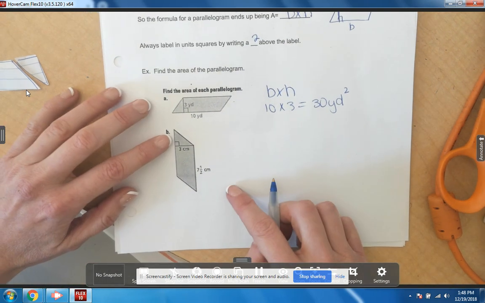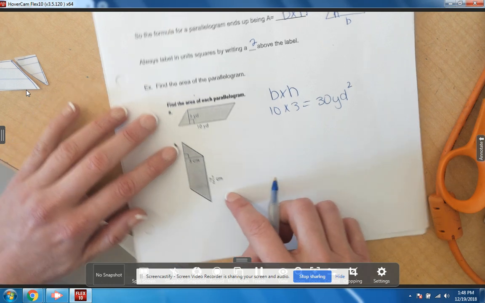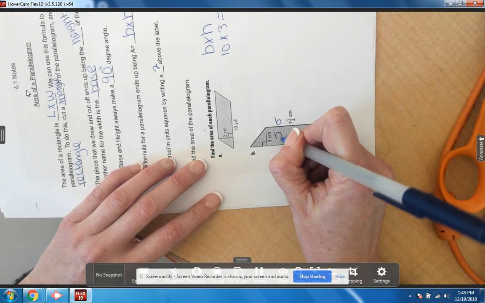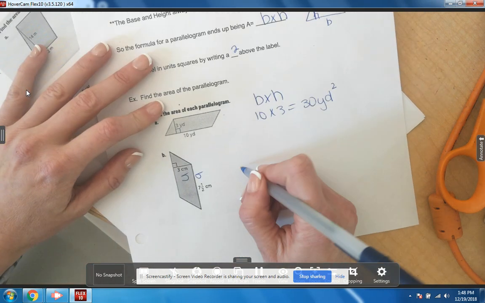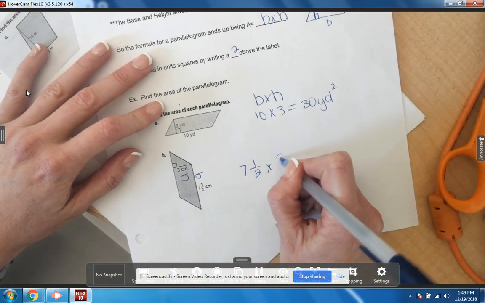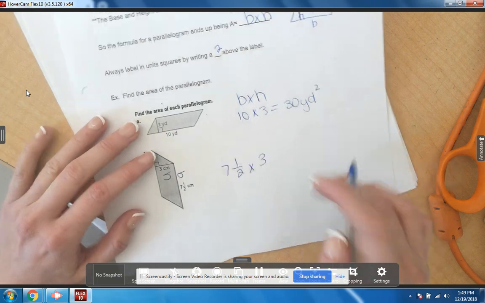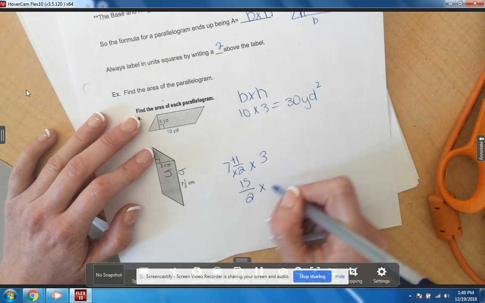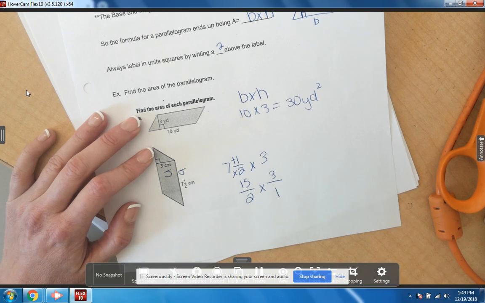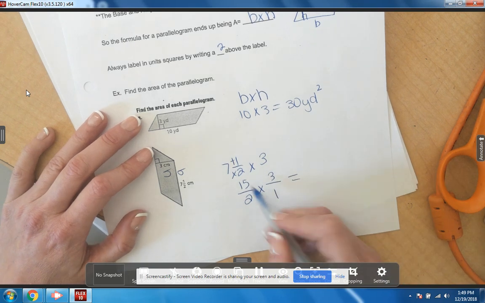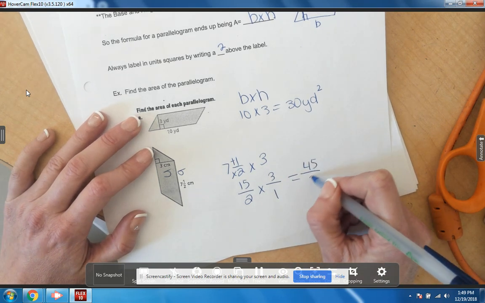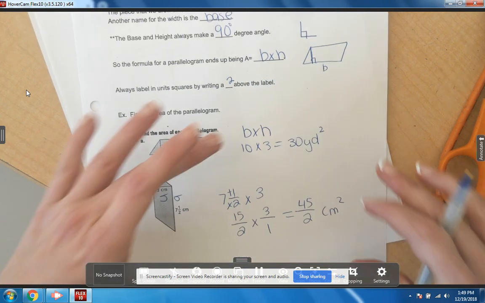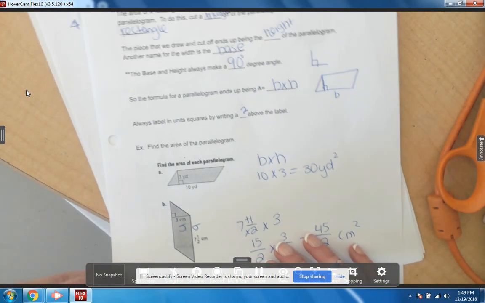For this one, it's drawn sideways, but it's the same exact thing. So if I turn my whole paper, this would be the base. This is the height. So I'm multiplying 7.5 times 3. So I have to make my mixed number improper. 7 times 2 is 14, plus 1 is 15, so 15 halves. Make my whole number a fraction by writing it over 1. I can't cross cancel anything, so I'm going to multiply it right across. I get 45 halves centimeters squared. So make sure you filled these out with me before you move on.